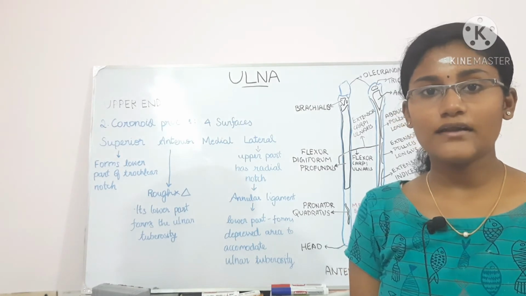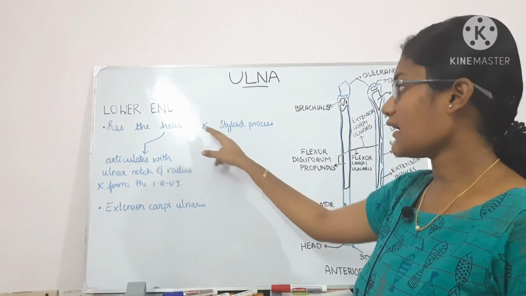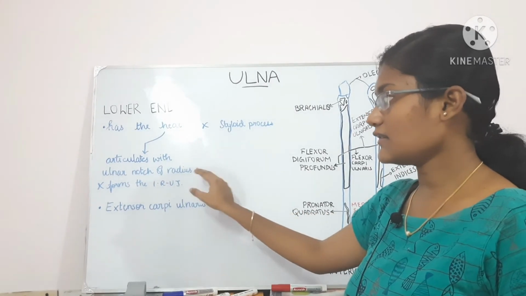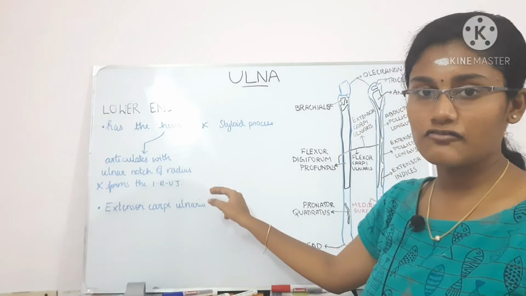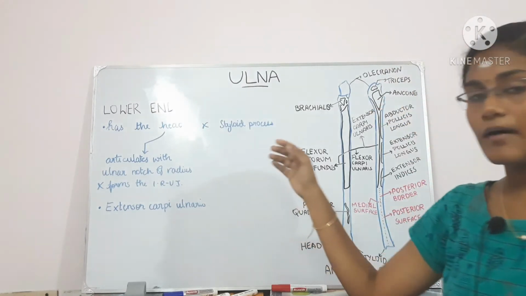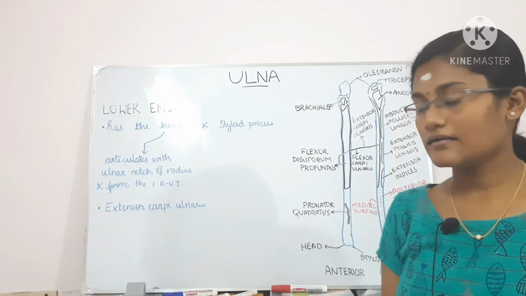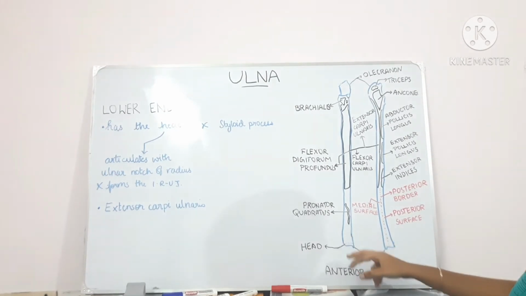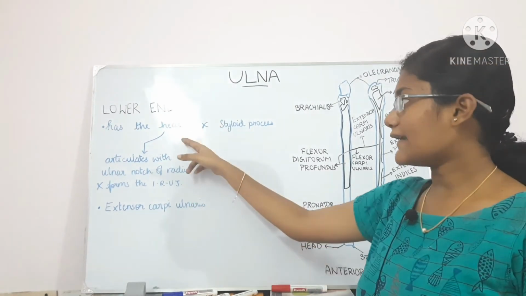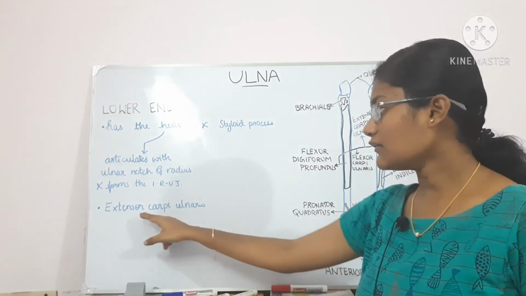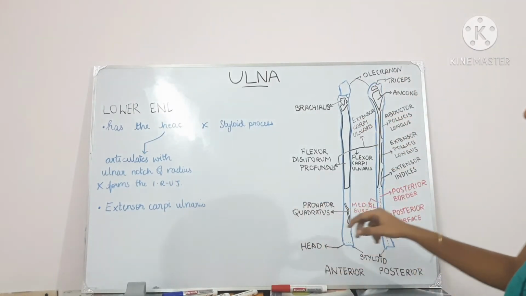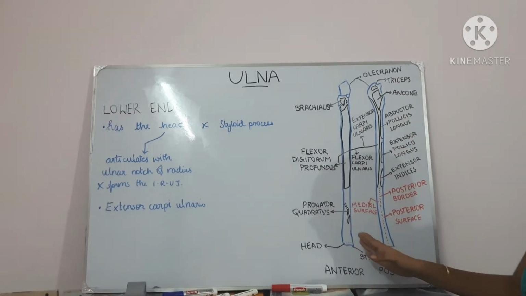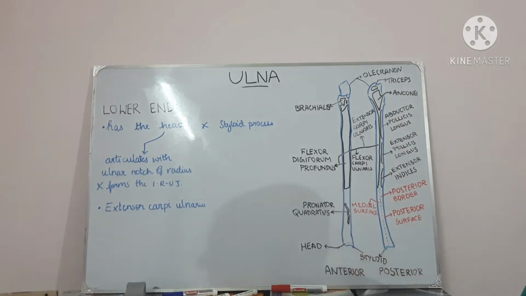Now let's talk about the lower end of the ulna. The lower end has the head and the styloid process. The head articulates with the ulnar notch of the radius and forms the inferior radioulnar joint, and the head is divided from the wrist by an articular disc, and the ulnar nerve and the ulnar artery lie over here, over the head. And between the head and the styloid process, the tendon of the muscle extensor carpi ulnaris passes through. So the muscle is over here, and between the head and the styloid process, a tendon passes like this.